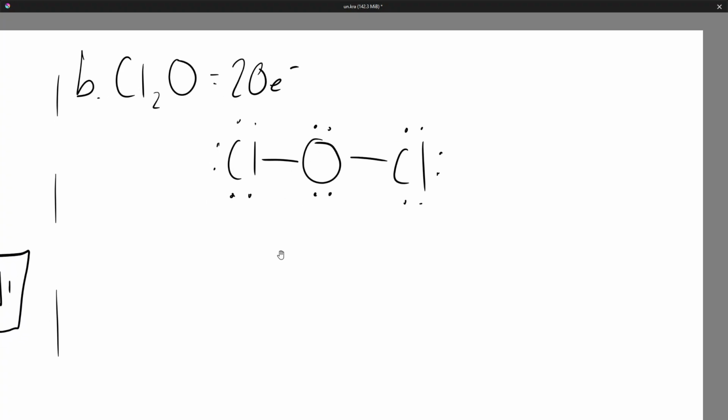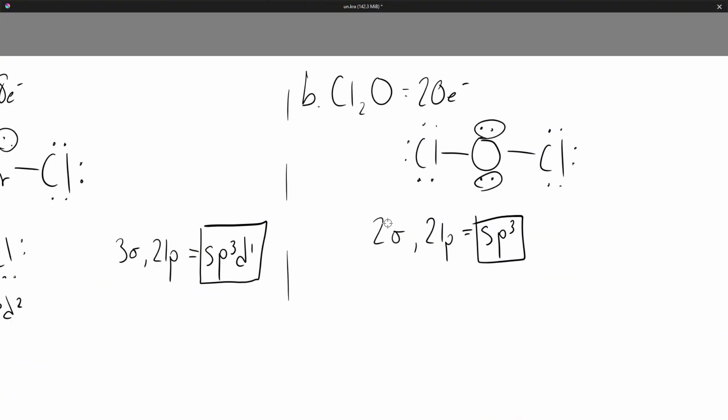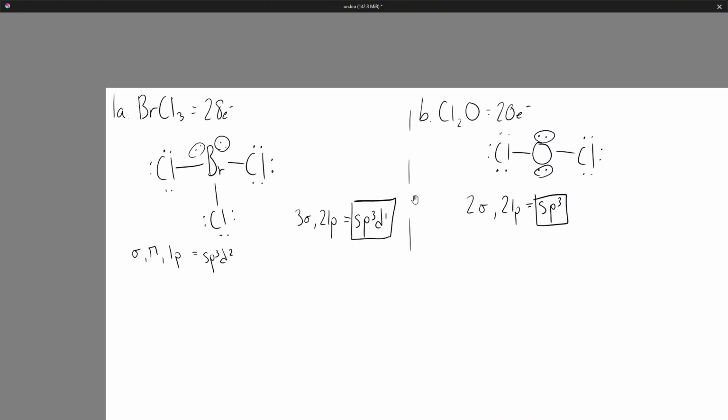So now we want to look at the stuff around the central atom, around oxygen. So you see there's 1, 2 sigma bonds. That's kind of ugly. Hold on. 2 sigma bonds. 2 lone pairs. 1, 2. So add those up. That's sp3. That'll be your answer. Just zoom out to get those.